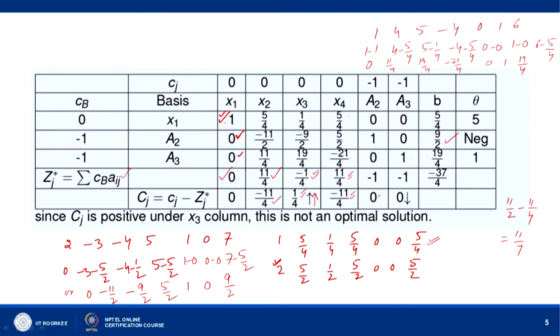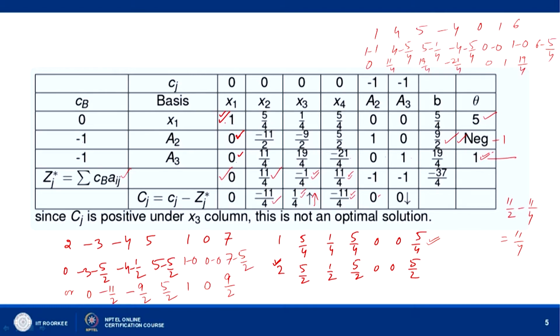So, 5 by 4 is divided by 1 by 4, we get 5. 9 by 2, when we divide by minus 9 by 2 we get minus 1, that is a negative value. And then we divide 19 by 4 by 19 by 4 and we get 1 here. Okay. So, we have to now consider the minimum value among the positive values in the theta column. The positive values are 5 and 1, so the minimum value is 1.